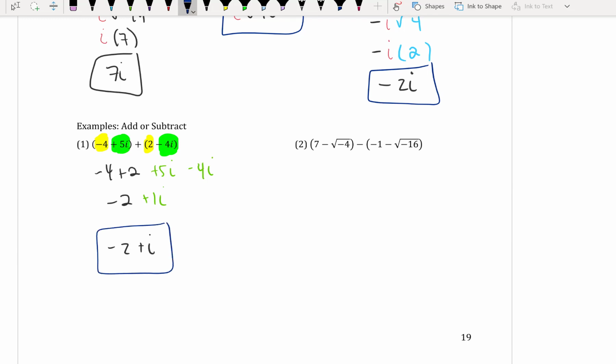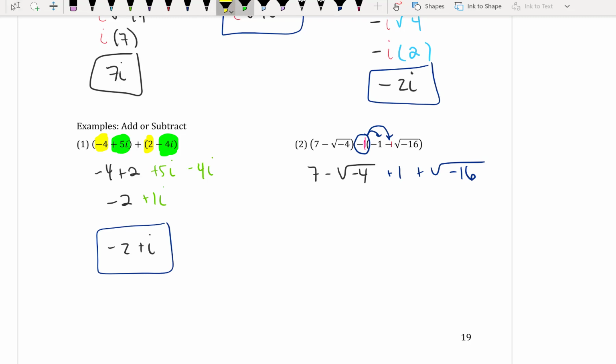Either way, it's fine. Now with the subtraction, I have to be more careful because I need to think about this as a -1 that's going to get distributed. So it's a -1 that gets distributed inside my parentheses. And make sure that you know that you are multiplying the coefficient times the coefficient. So we have our 7 minus the square root of -4, and now when I distribute that negative, it's going to be a positive 1 and a positive square root of -16. Okay, so remember, it's the coefficient times the coefficient.